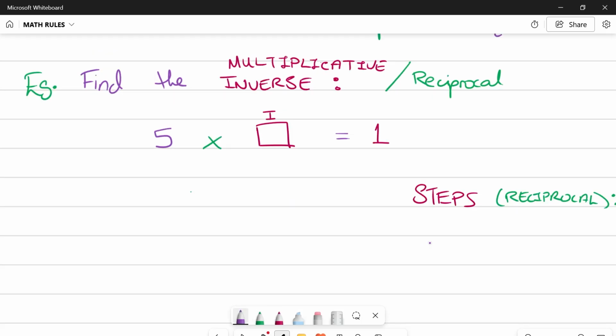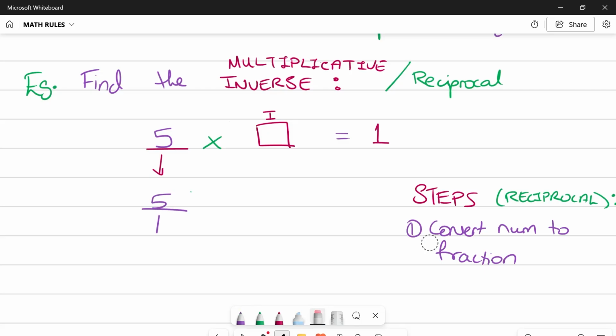The steps to finding the reciprocal of any number are as follows. First, we convert the number to a fraction. How can we convert 5 to a fraction? To convert any whole number to a fraction, we place it over a denominator of 1. So 5 converted to a fraction becomes 5 over 1.